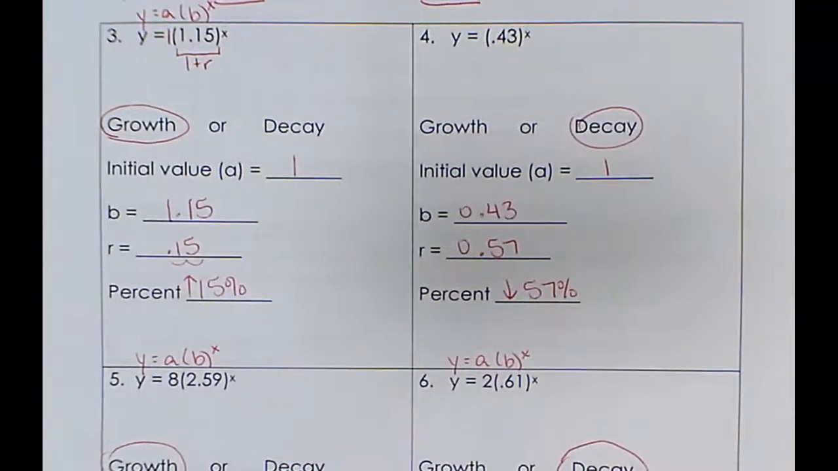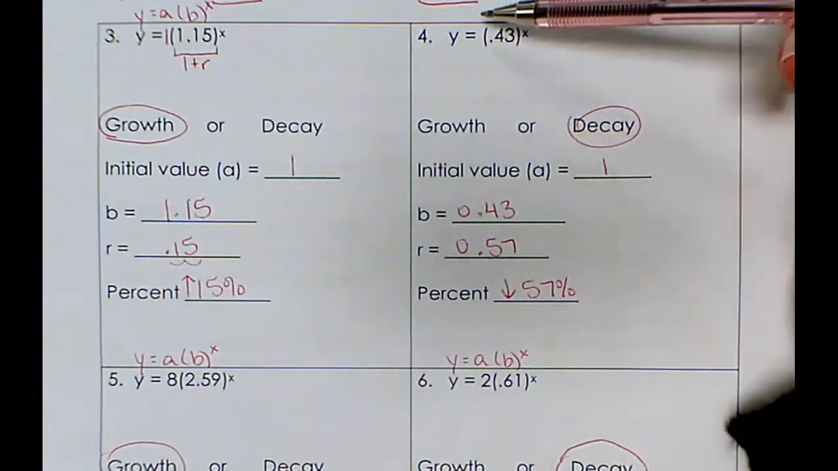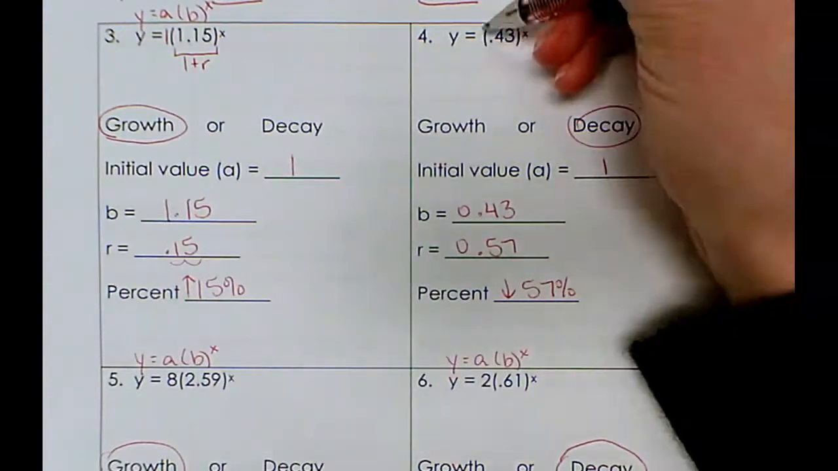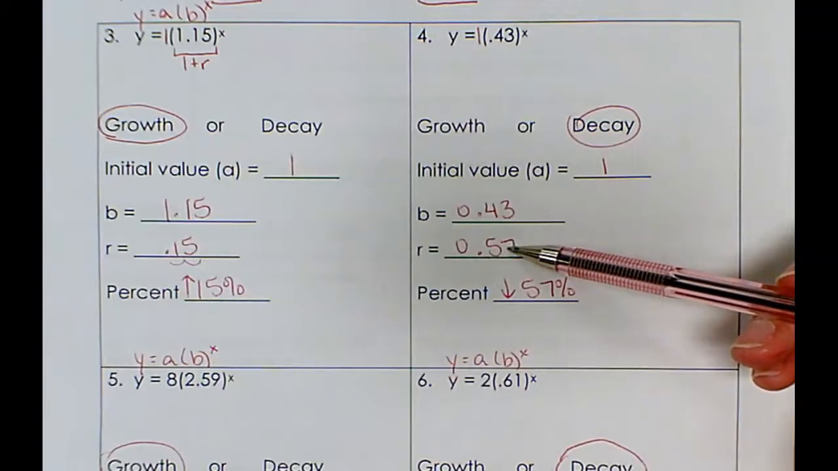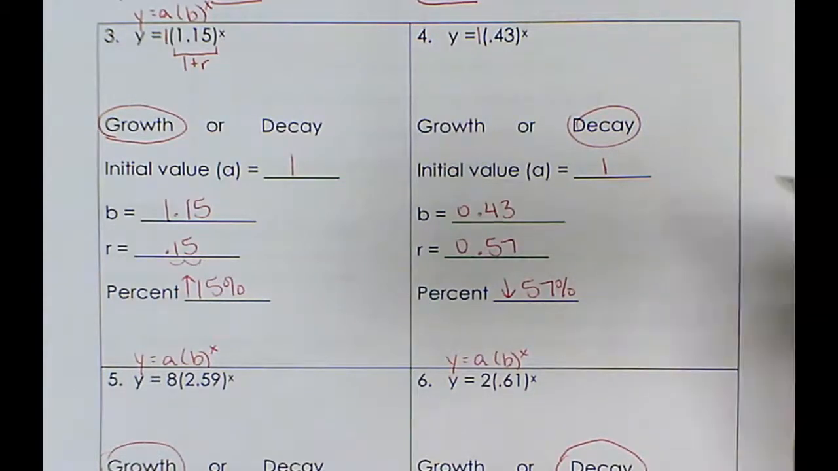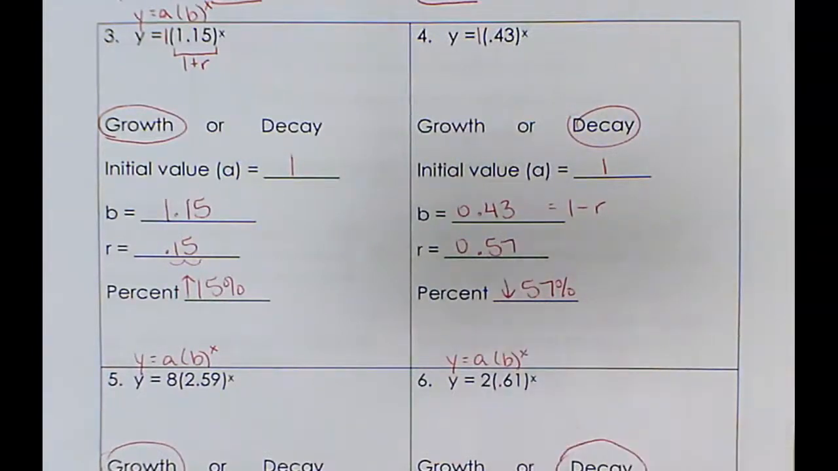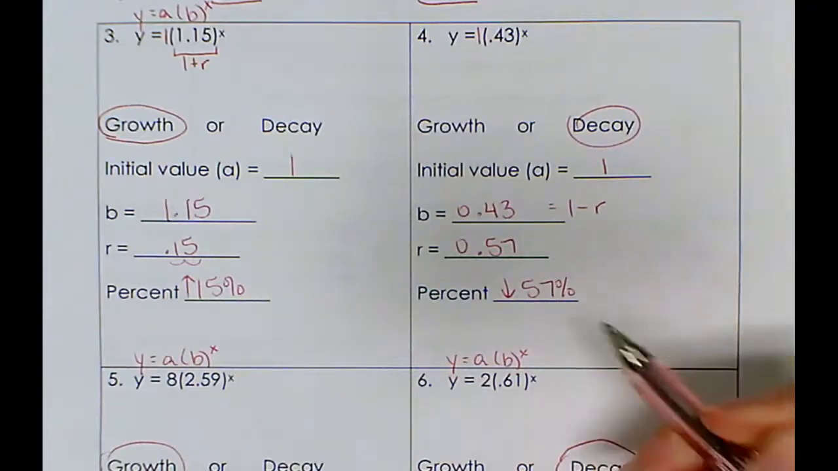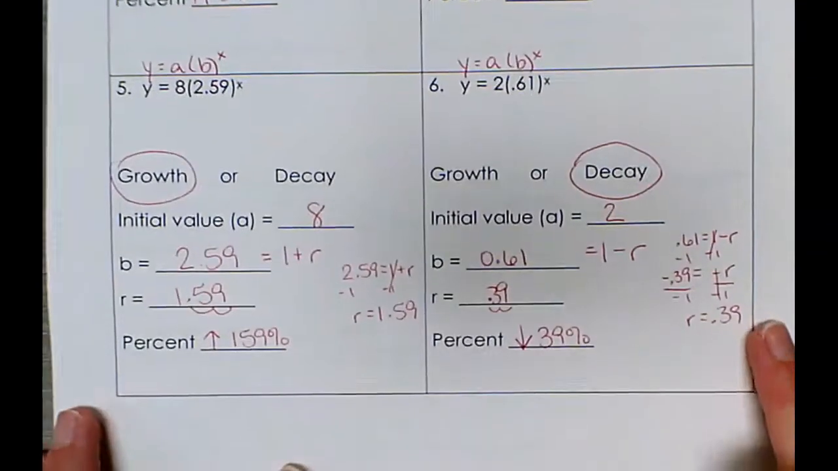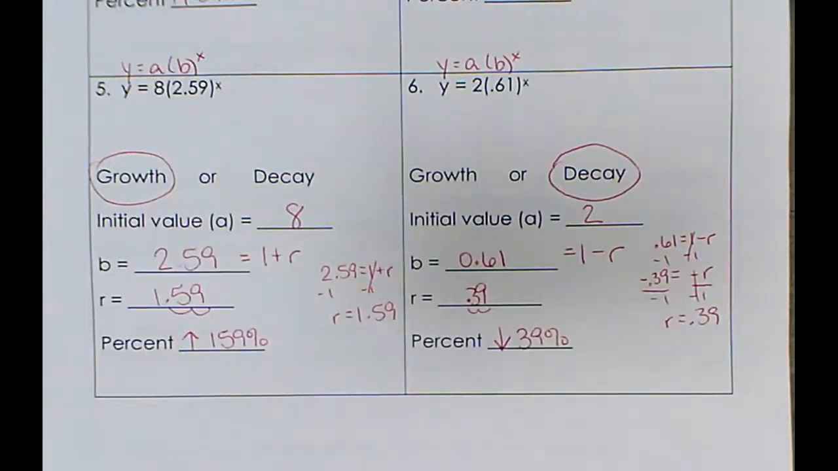So in number 4, this is exponential decay because the b value is less than 1. The initial value is 1 because there's no coefficient out here, so we say it is 1. The b value is 0.43. The r value is what you subtract from 1 to get 0.43. So if I subtract 0.57, I get 0.43. And the percent, if I change this to a percent, this is a decay by 57%. And then in number 5, the only thing that we didn't get together was this initial value of 8. So that a value is 8 right here. We start with 8. So initial value and starting value mean the same thing.